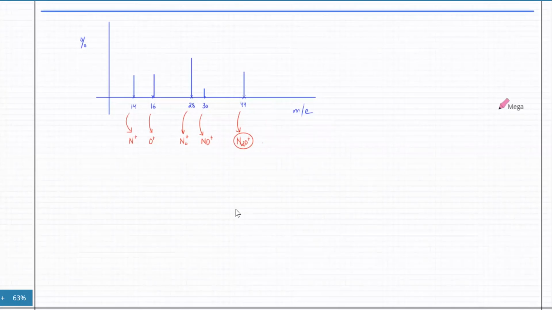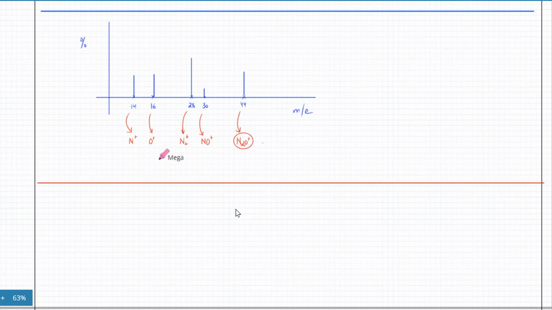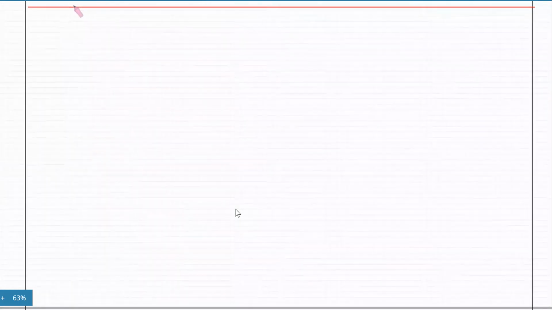But there are things that would help us in this, and that has a lot to do with probability. So we'll start discussing a bit of probability now as well. The very first thing is using mass spectroscopy.